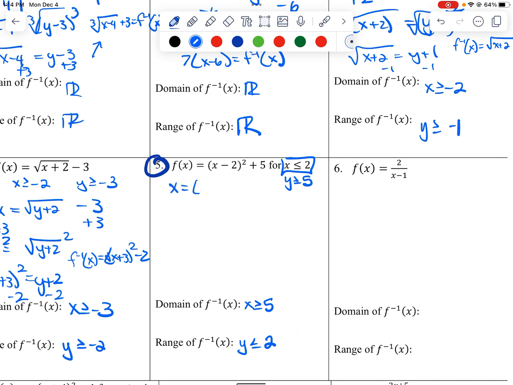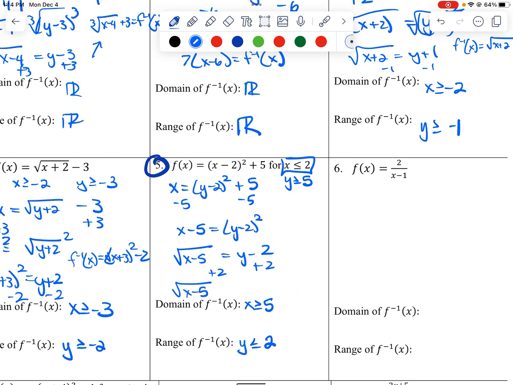So x equals (y minus 2) squared plus 5. Minus 5, so x minus 5 equals (y minus 2) squared, then the square root, and then let's add 2. So there is our inverse.